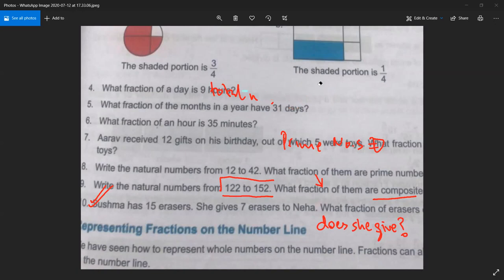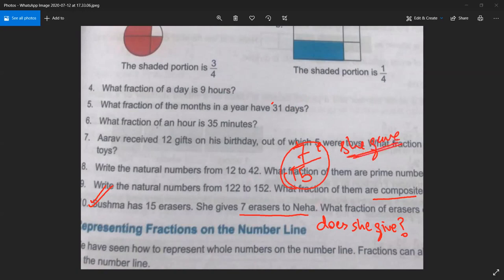So 7 by 15. Correct. Because 7 she has given to Neha. 15 she had. So this is the fraction she gave. Is there any doubt? No, sir.